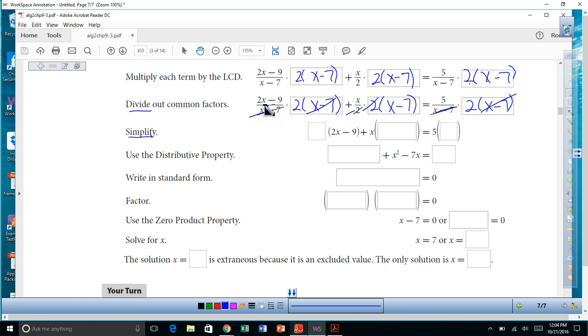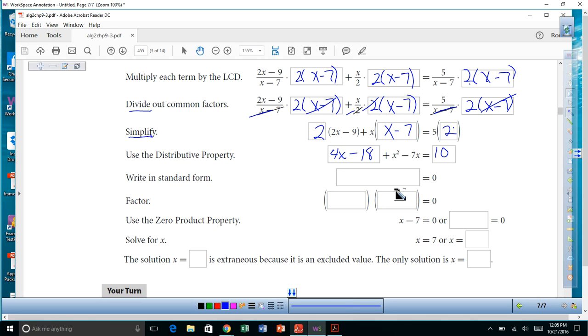Simplify. You got 2x minus 9 times 2, so we got 2 times 2x. And here, the 2's cancel out, so you got x times x minus 7. The x minus 7's cancel out, so you got 5 times 2. Use the distributive property. So we're going to have 2 times 2x, that's going to give you 4x, and 2 times 9, that's going to be minus 18. Well, you got x times x, that's x squared, and x times negative 7, that's negative 7x. And here I put a 5, and I should have put a 2. 5 times 2 is 10.